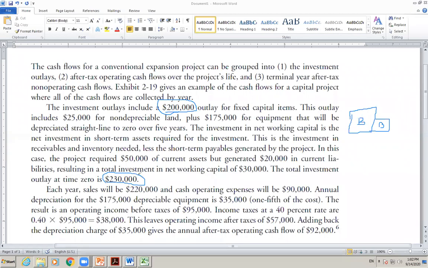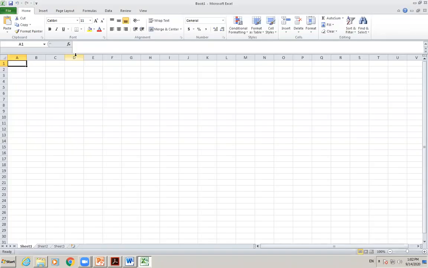So we've got the numbers that we really needed. These two will give us 230,000 in summation. This is the investment outlay. We're going to add it up. Now we go to Excel.